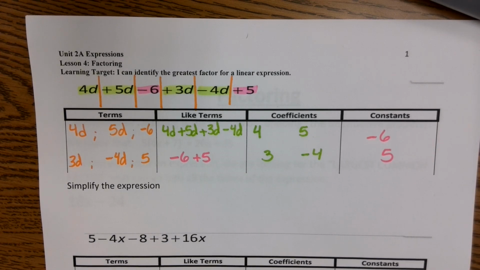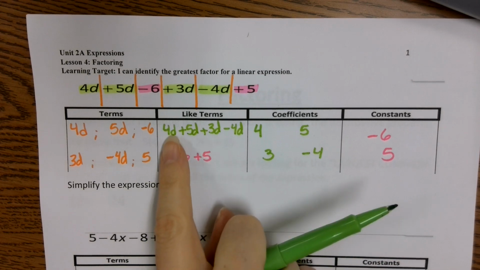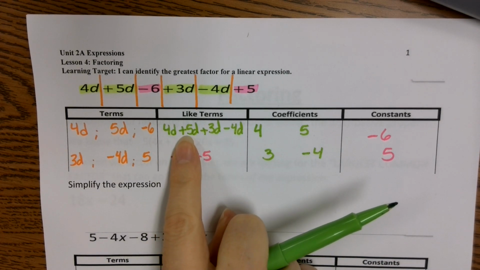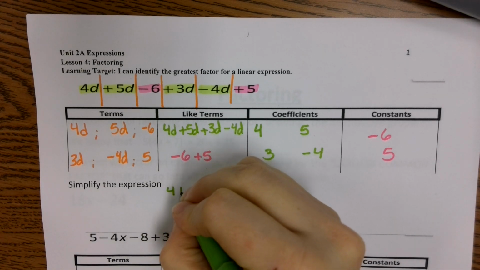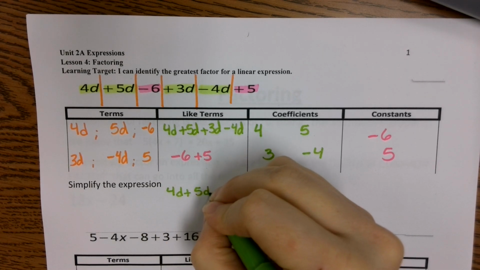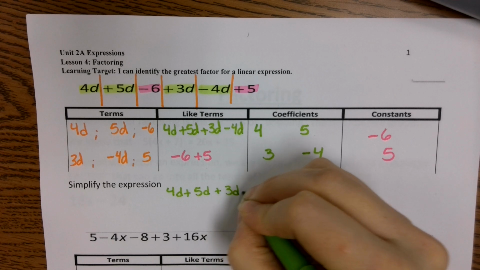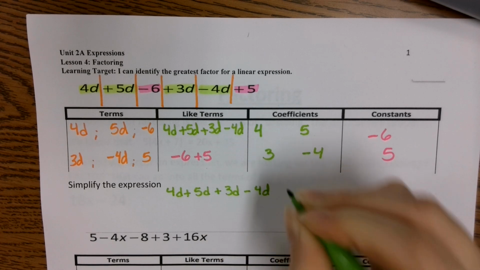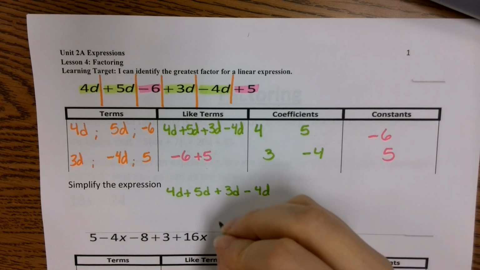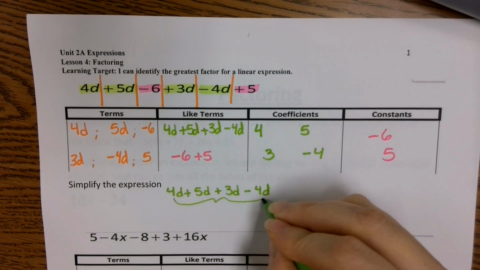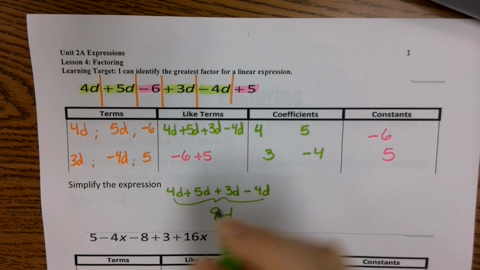Okay, now simplifying my expression means I'm going to focus on these like terms and combine those like terms as much as I can. So I can combine 4D plus 5D plus 3D minus 4D. When I combine those together, what do I get? 8D, right? 4 plus the 5 is 9, 9 plus the 3 is going to give me 12, 12 minus this 4 is going to give me 8. So all of this together is going to come out to 8D.